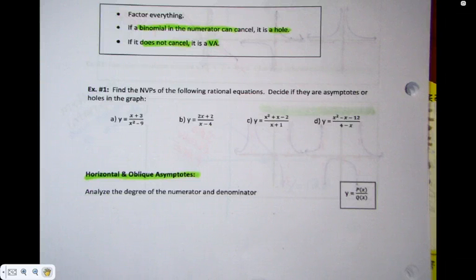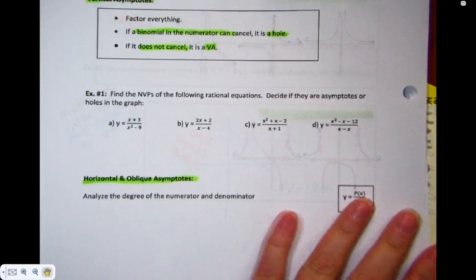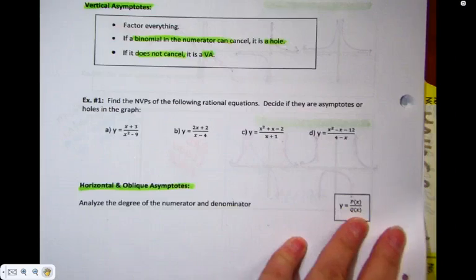I think I heard lots of good stuff in there. Vertical asymptotes are when? Vertical asymptotes when they don't cancel. When it doesn't cancel. If it cancels, it is a hole.